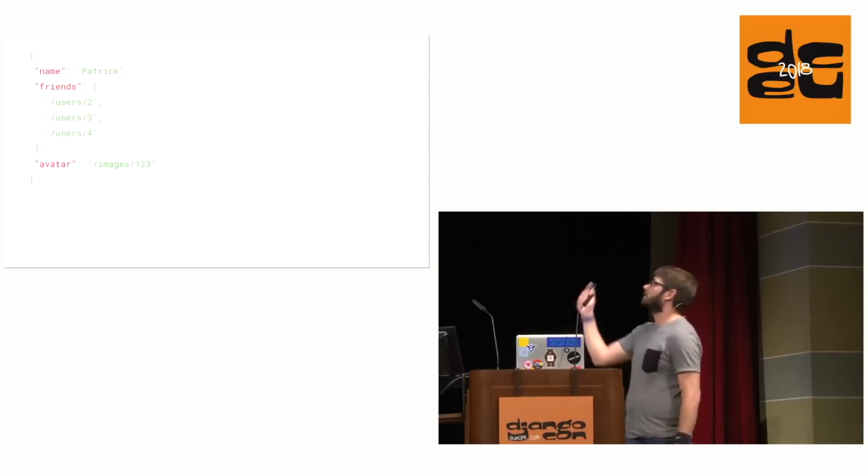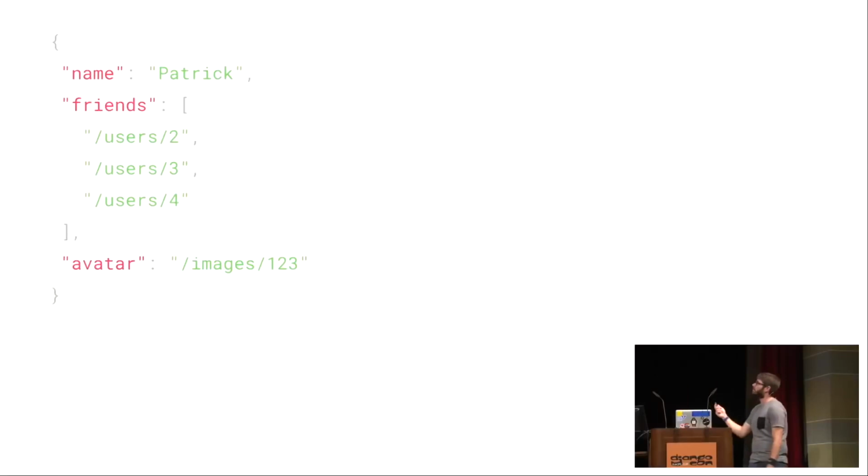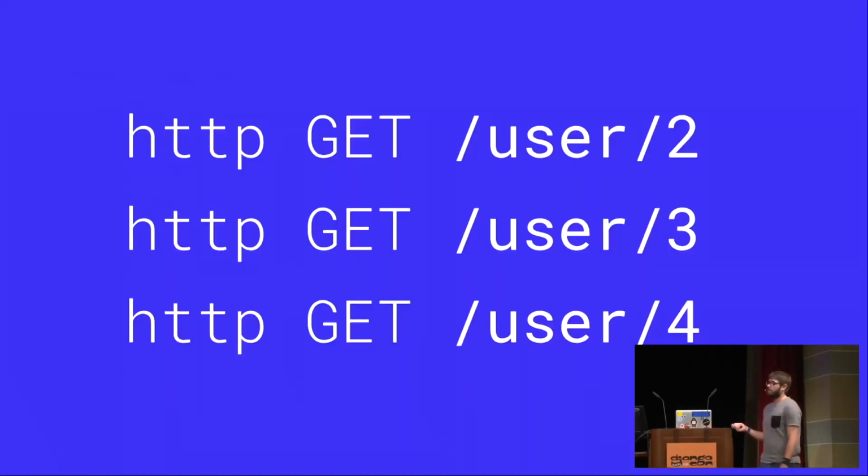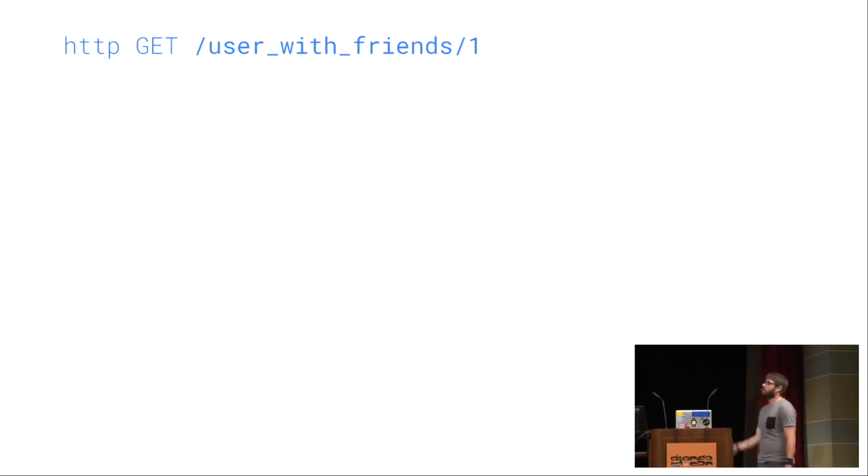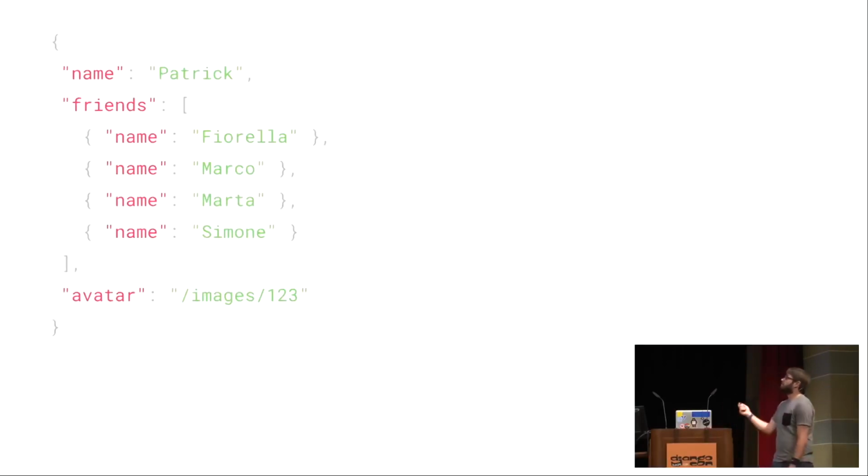where you can see there is a name, a list of friends, an avatar. And this is quite nice because it's using the building blocks of the web, so we're using links and so on. But what if you need to get the list of the friends and then their names, for example? You need to do an API call for each of them. One of the workarounds is to create another endpoint where you can say, I want the user with the list of friends expanded, for example. And so you get something like this.